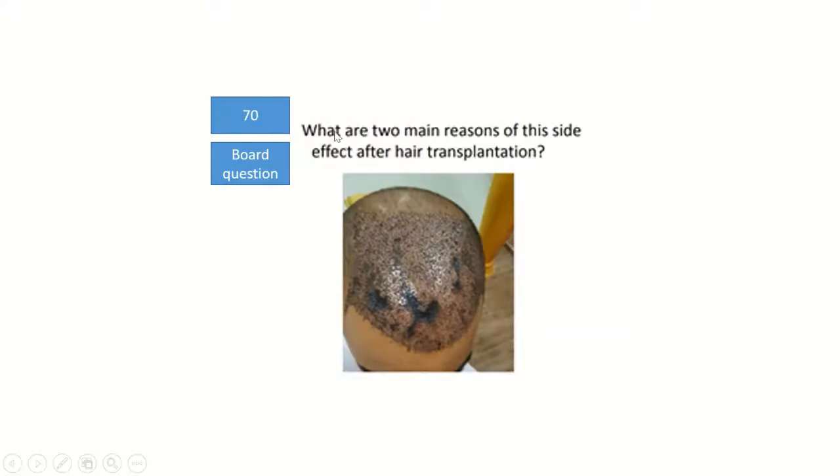And question 70. What are the two main reasons for this side effect after hair transplant? The last question. This is necrosis, mainly due to either overdose of epinephrine or trauma. Trauma is itself mainly due to overgrafting or placing the grafts too deep in the tissue.